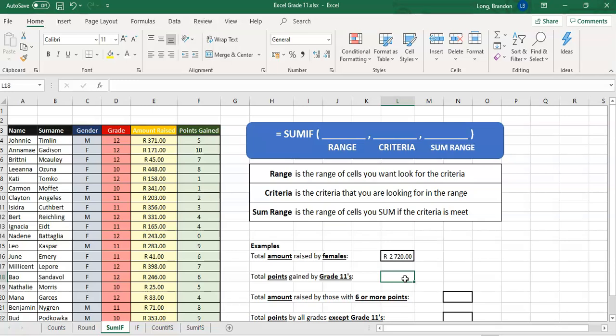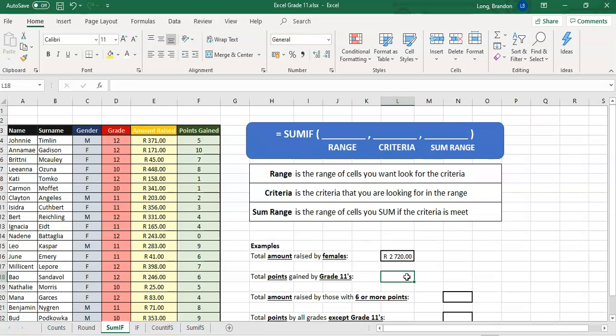Let's look at the next one. We're going to look at the total points gained by the grade 11s. So we want to total all the points gained by the grade 11s. You would first look in the grade column, and if you find a grade 11, you would then move to the points gained and add up all the points that the grade 11s have gained. So you first look in the grade column. If you find a match, which would be an 11, you then move to the points gained and sum that.